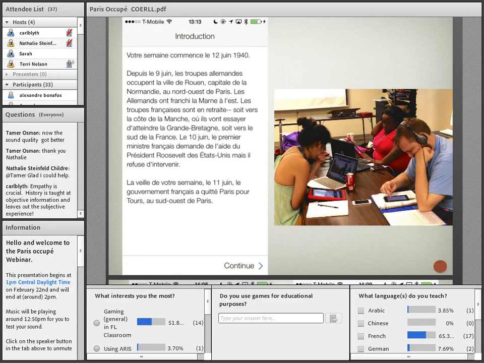Introduction. So this is from a chapter, and it is giving students information about what's going on. This week of the game starts on the 12th of June, 1940, and it gives them a little bit of history, and then it leads them to a newsreel clip from the news that used to be shown in the movie theaters.